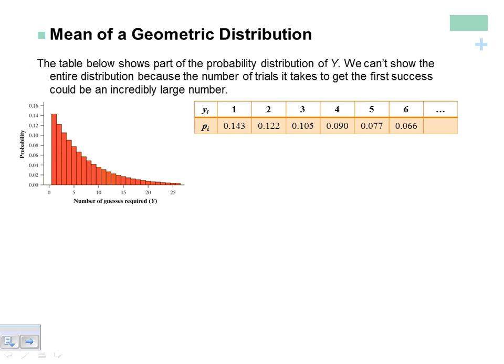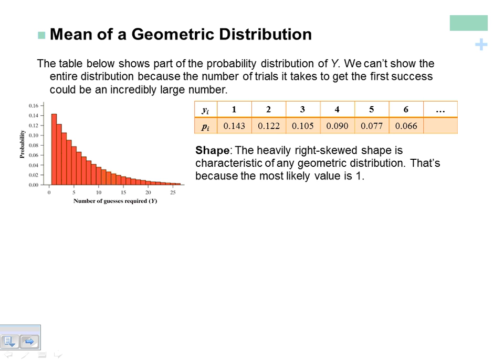So you could find the mean of a geometric distribution. We've done that before. So here's one geometric distribution of the number of guesses required and what that would look like. Here you can see it's very skewed right.